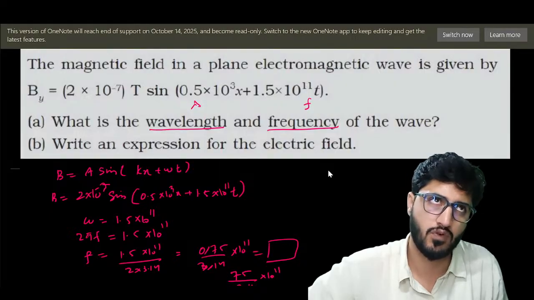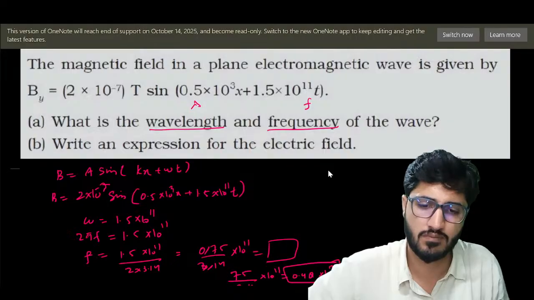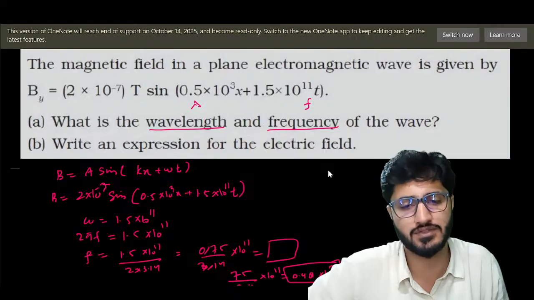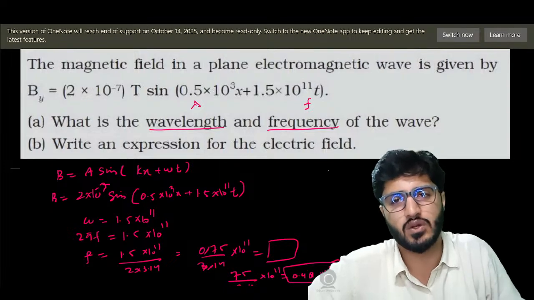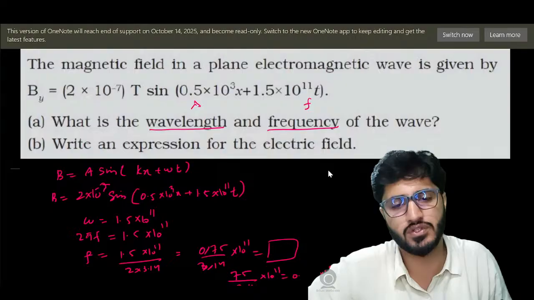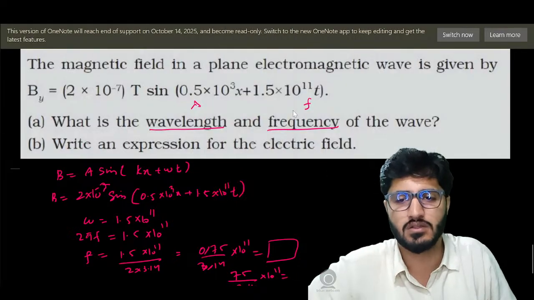75 into 4, 0.4. It is 0.48 something, no? It will be like this. You can do the calculation, you will get the answer. Not a big deal. The second part, frequency, is done.